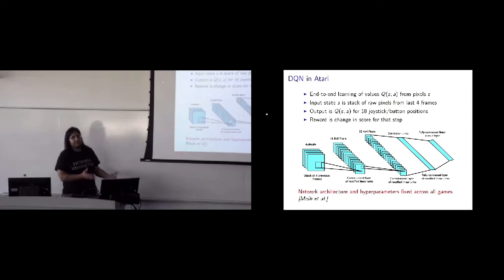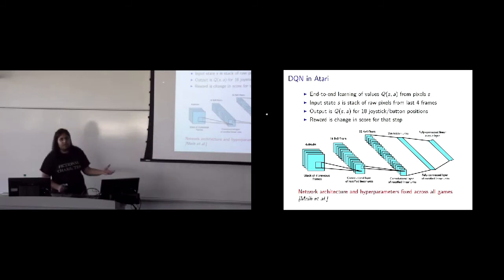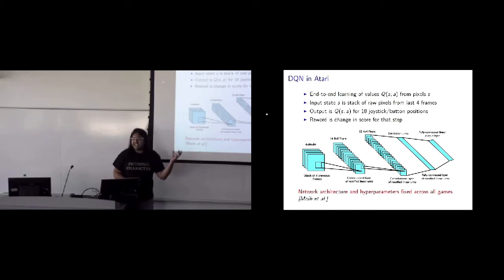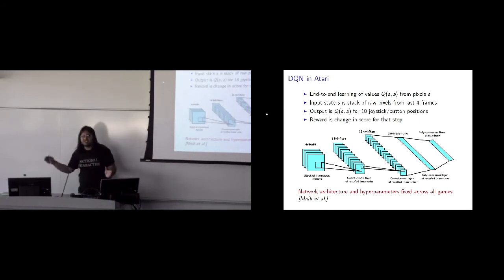One way, one very difficult way, is to use recurrent neural networks like LSTMs to represent the time series data. A simpler way is to just give it four consecutive observations stacked together as a single input, and thus it will understand the movement of the ball in those four observations. And the reward is the change in the score for that step.